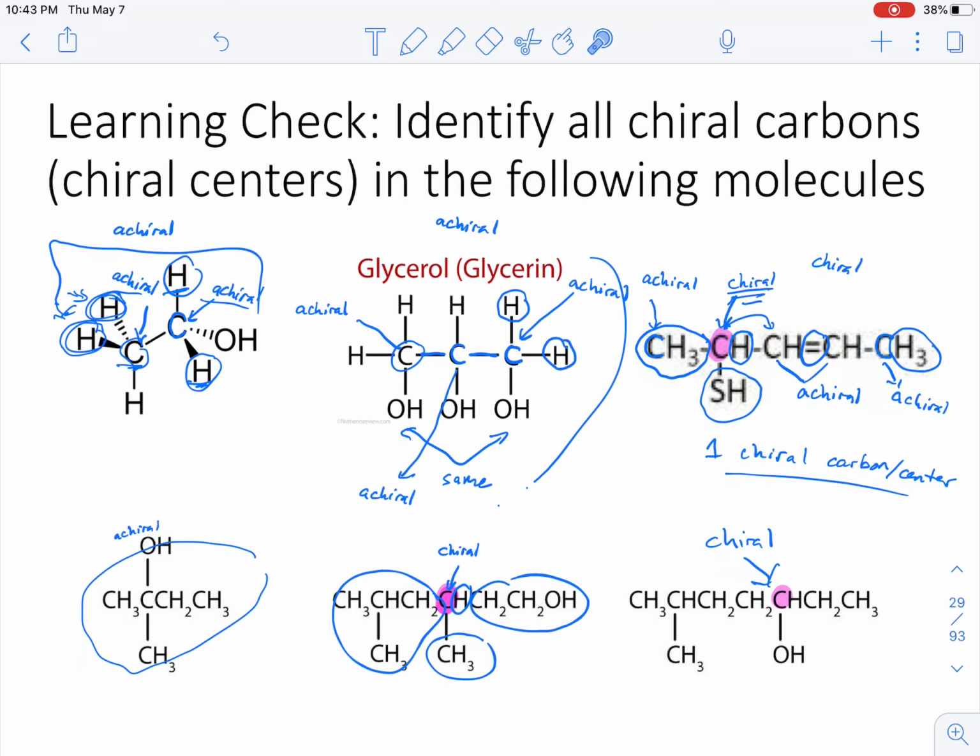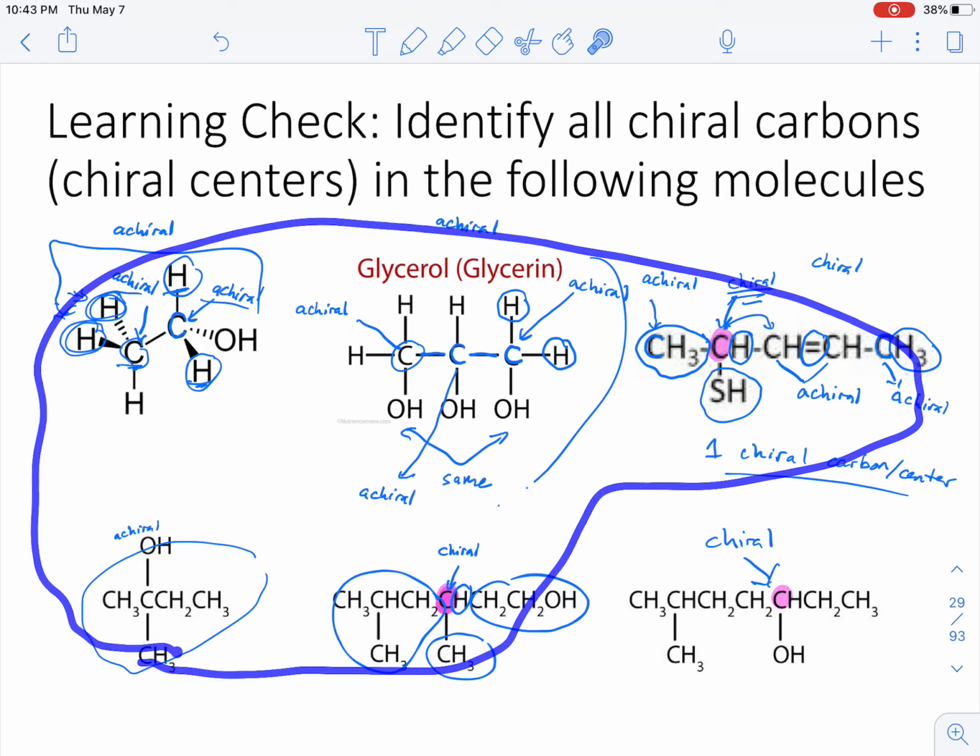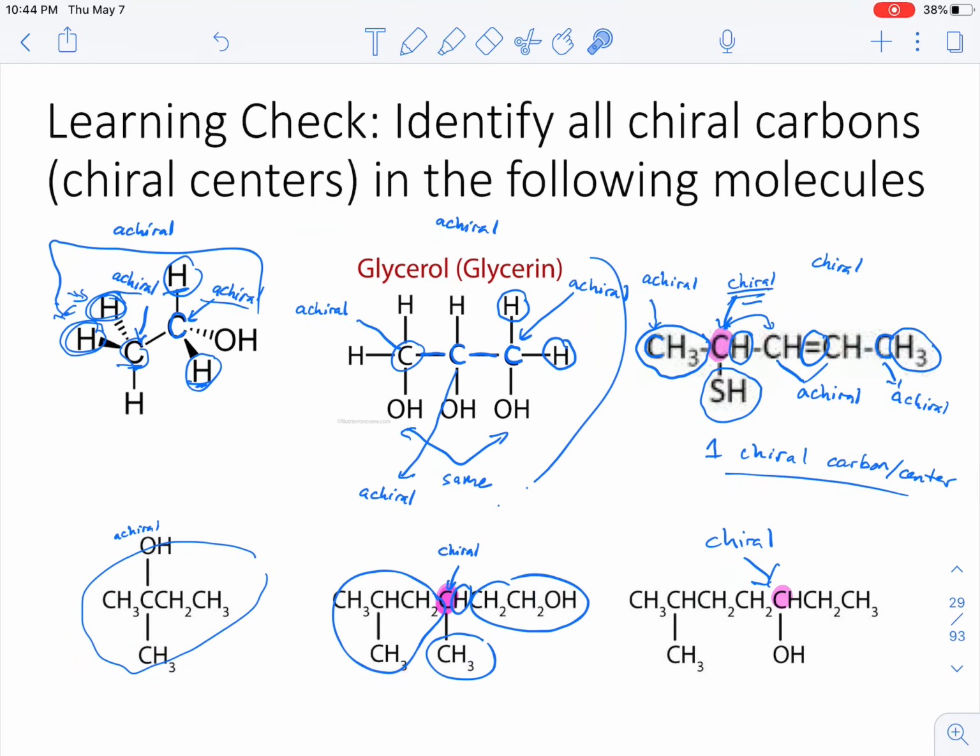In this lecture video, we are going to talk about the Fisher projection, but before we do so, I want to go over the answers to these learning check problems that ask you to identify all of the chiral carbons found in the following molecules. I went ahead and worked on the first five molecules found on this slide in the previous lecture video. The only one that I wasn't able to do is this last structure. This molecule only has one chiral carbon, which is going to be highlighted in pink.